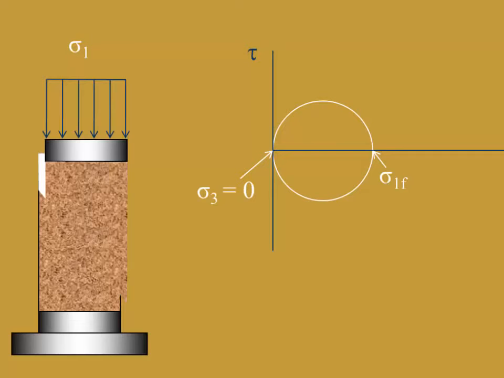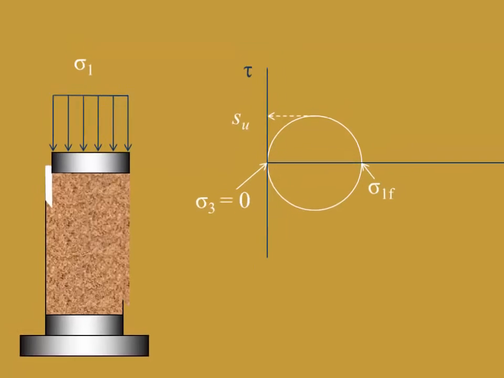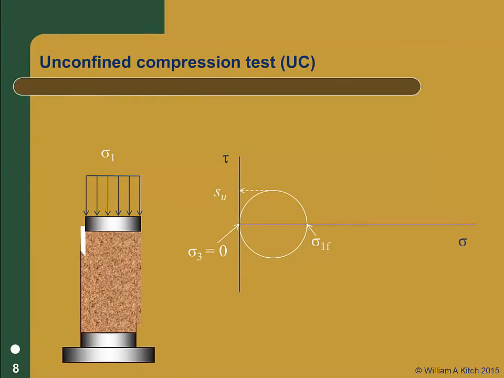This is a total stress test. We have no measure of the pore pressures, and we cannot determine the effective stresses in the soil. The peak shear stress at failure is a measure of the undrained strength, SU. There is no failure envelope for the unconfined compression test since we have only one Mohr circle in this test.